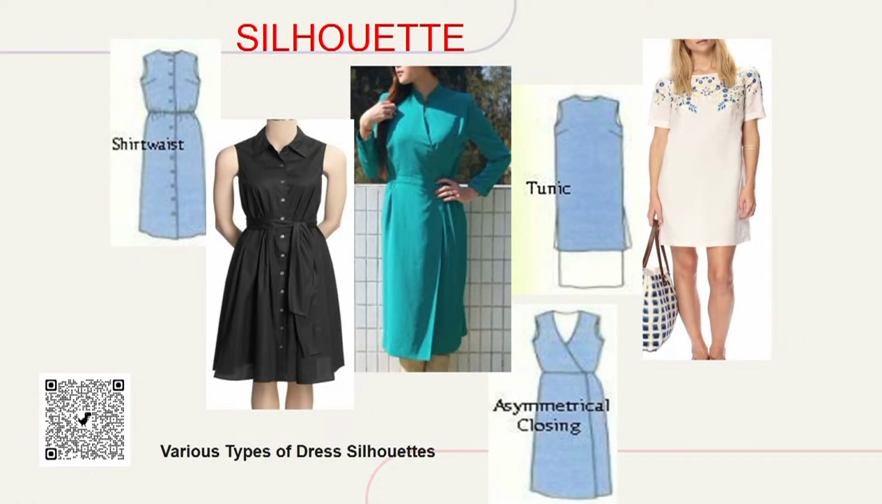Some more silhouettes which are there are the shirt dress, the tunic, and asymmetrical closing silhouette. As it is shown on the slide, you will notice that the shirt silhouette consists of an open placket on the center front of the garment, and the tunic is nothing but a long top which is ending somewhere on the thigh area or below the thigh near your knees. Asymmetrical closing is also a silhouette in which both the sides, the left and the right, are not symmetrical to one another.